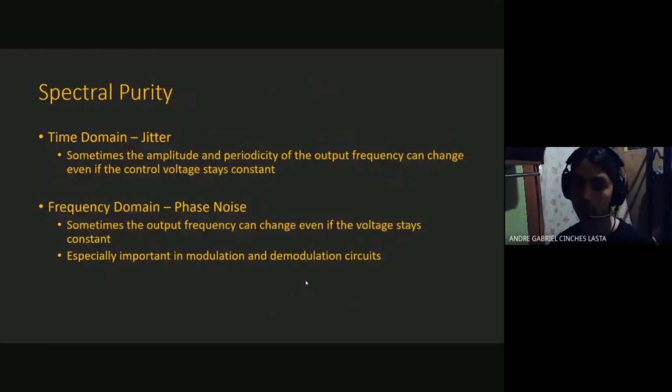Lastly, we want to take note of the spectral purity of the voltage controlled oscillator. This is a very important specification for the VCOs. Sometimes the amplitude and periodicity of the output frequency can change even if the control voltage stays constant. When we look at this change in the amplitude and periodicity of the output frequency in the time domain, this is referred to as jitter. And when we look at this in the frequency domain, this is referred to as the phase noise. This is especially important in modulation and demodulation circuits.